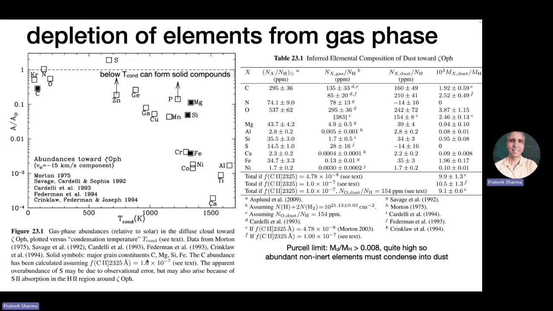Solid symbols are major grain constituents. So these are the solid symbols. These are some of the more abundant materials: calcium, magnesium, silicon, iron. The carbon abundance has been calculated assuming some oscillator strength for this particular transition. So the idea is the following. Look at zeta Ophiuchi. Look at the absorption feature due to carbon II, singly ionized carbon, at this wavelength. So model it. You know the distance to the star. You assume it's sort of a homogeneous medium. You know the column of carbon II.